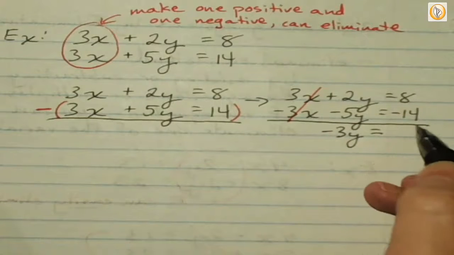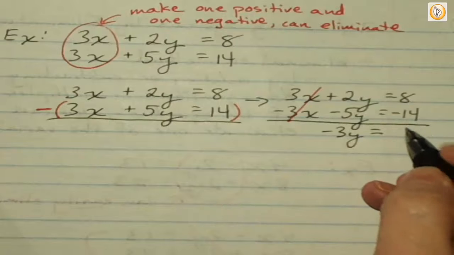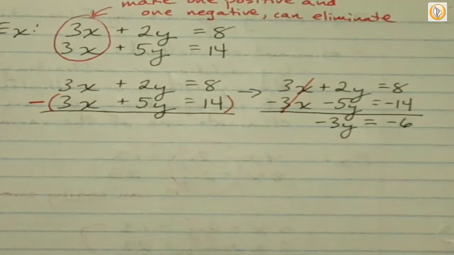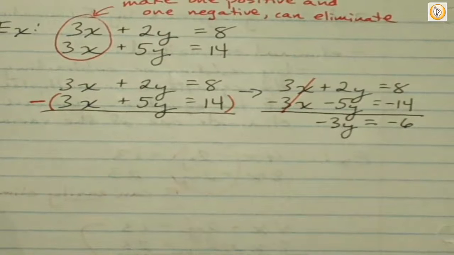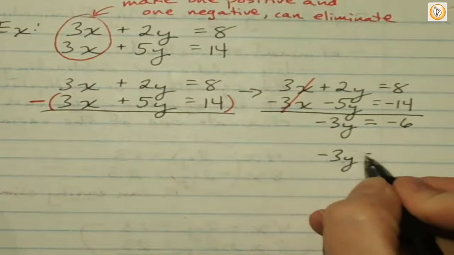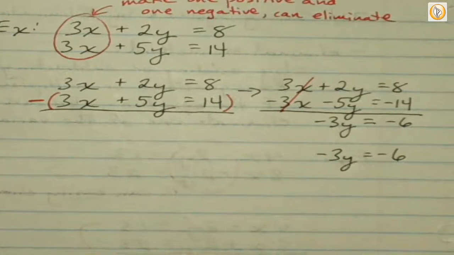This is positive 8 and negative 14. It's negative 6. There you go. Negative 6. Does everyone see where I got that? Or where he got that? Okay. So now I'm just going to rewrite this down here for nice and neatness.